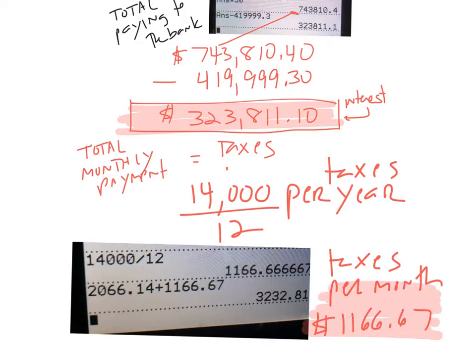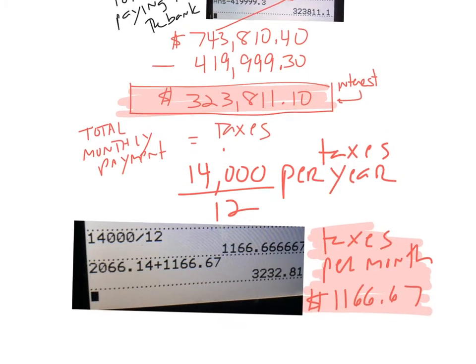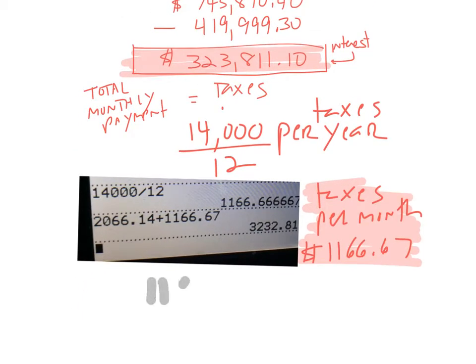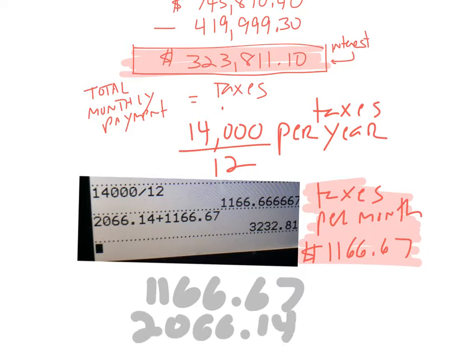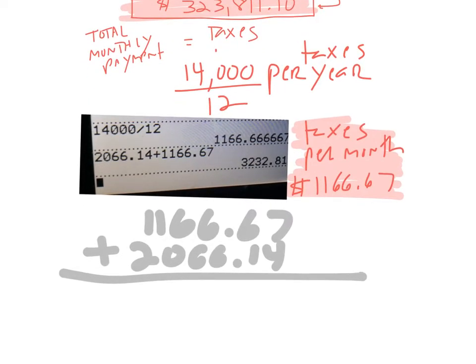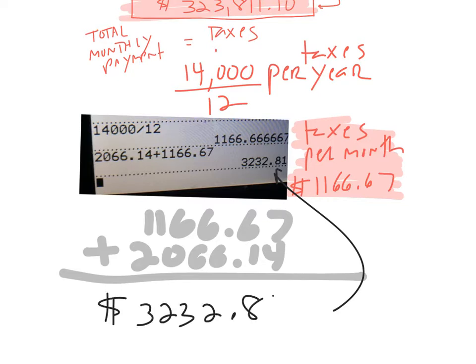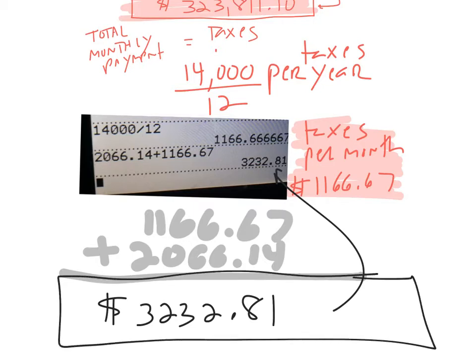But then what you're going to have to do is take your monthly taxes, that $1,166.67, and add that to your monthly payment, your $2,066.14, and that's going to tell you what your payment is going to be every month to the bank. So in this case, your monthly payment to the bank is $3,232.81. So that's going to be your monthly payment, including taxes.